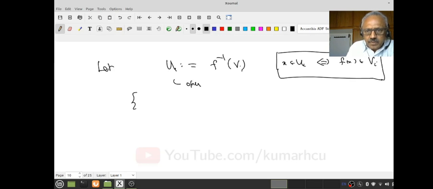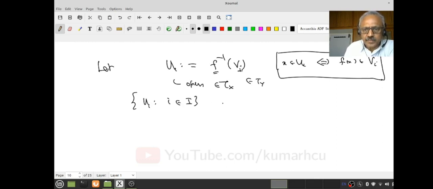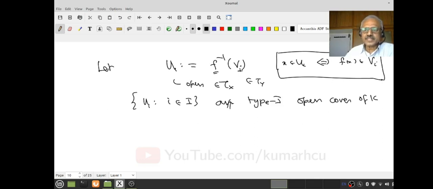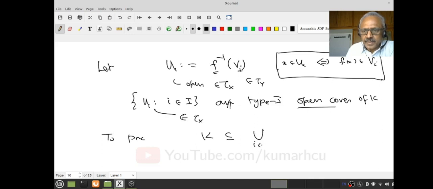Okay, now what do I want to claim? These are all open sets. They belong to the topology on X. Why do they belong to it? Because f is continuous and the V_i's are open in Y, right? Now let's look at this U_i as i varies over I. What do I want to claim? I want to claim this is a type 1 open cover of K. What does that mean? I know these are all open sets in X, all of them. Therefore, I only have to prove K is a subset of the union over i in I of U_i. Okay, this is all I have to prove.